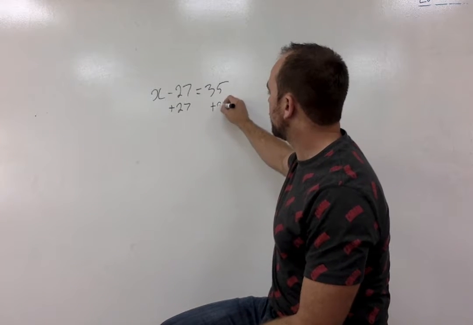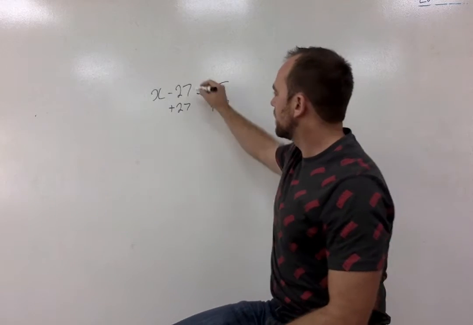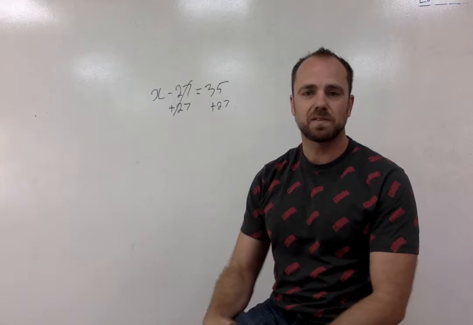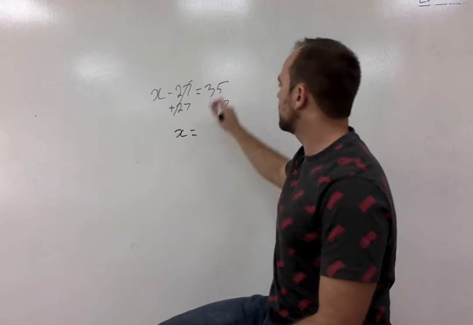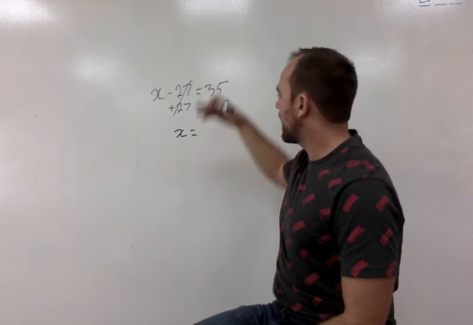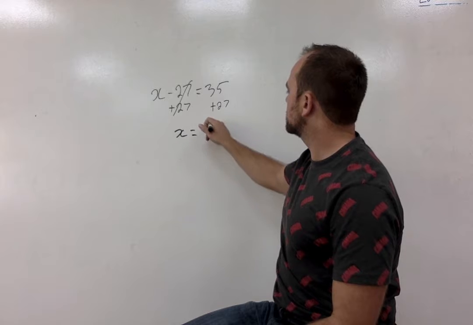Now I have to put in positive 27 on this side. Okay, so what's left? I've got negative 27 and positive 27. That's gone. Now all I have left is my x, and I'm trying to figure out what my x equals. So I add these together, and I end up getting 62.